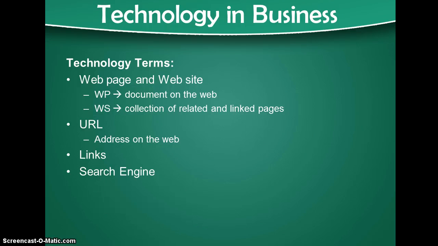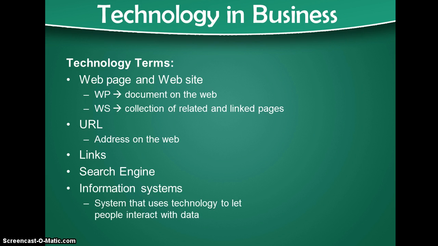Search engine is something you use to search within your web browser. So I think Google is probably the most popular one, but then there's also Yahoo, AOL, and several different search engines out there. Information systems are systems that use technology to let people interact with data. So that's, again, something that would be more internal in an office setting, and allows people within that office to interact with their own data.